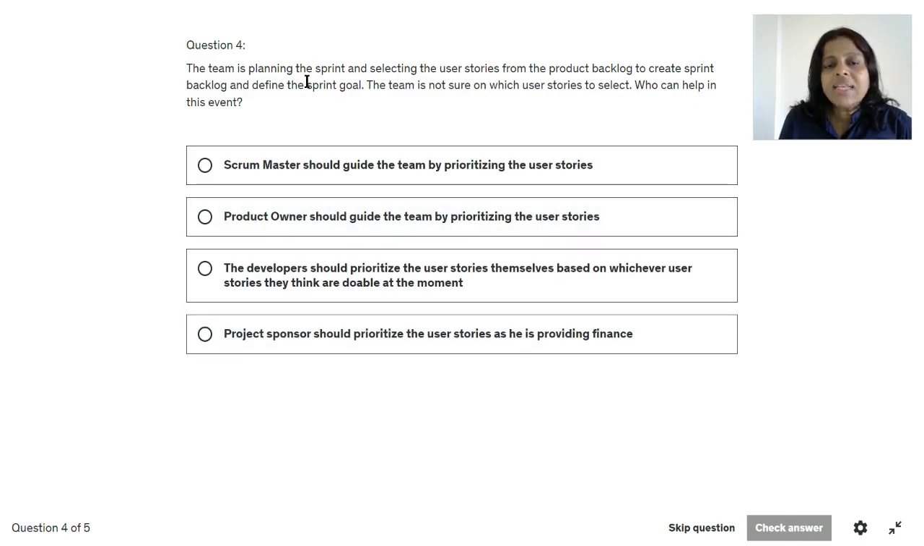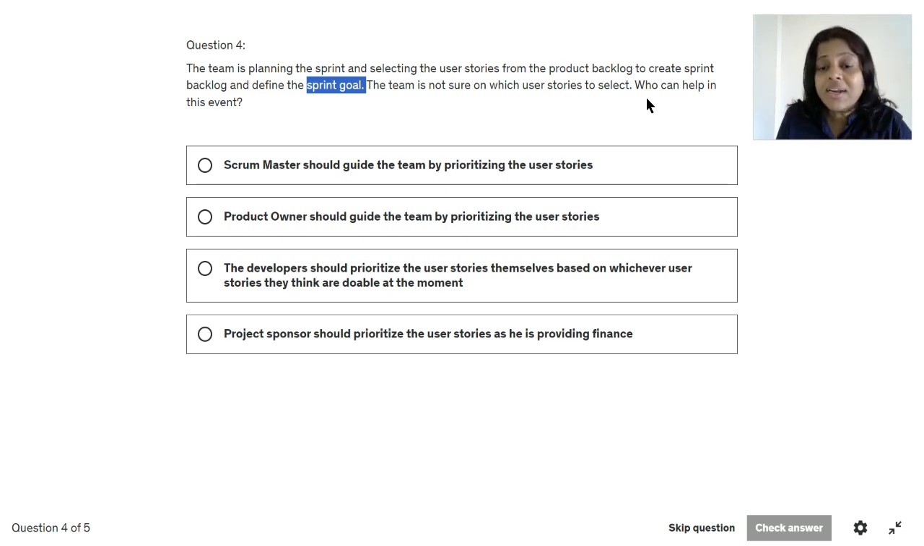The team is planning the sprint and selecting the user stories from the product backlog. So here the terms sprint, user stories, product backlog, all these terms will help us to understand that this is an Agile project scenario. So what are they doing? They are trying to create a sprint backlog. Sprint backlog is also one of the Agile terms, and they are trying to define the sprint goal. This is another Agile term. So the team is not sure on which user stories to select. Who can help in this event?